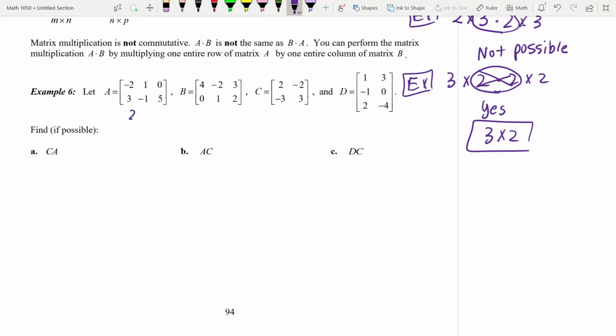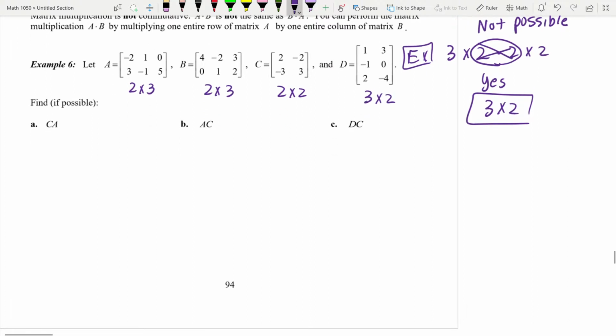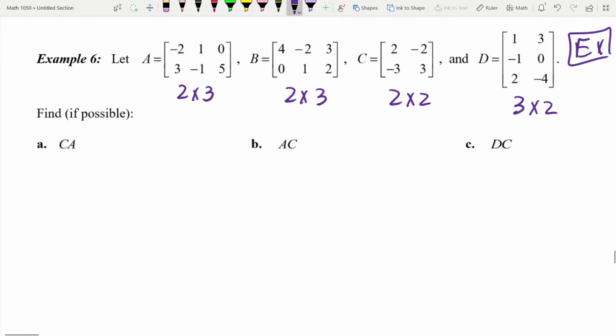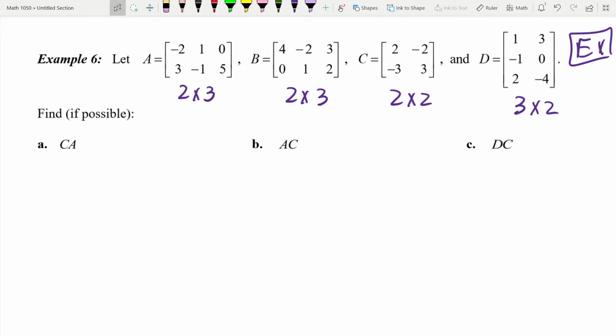Matrix A is a 2 by 3. Matrix B is also a 2 by 3. C is a 2 by 2. And D is a 3 by 2. When I ever have a multiplication problem, you guys, I always check if it's possible at the beginning. If I don't check and it's not possible, I'm going to get confused. So I take 30 seconds and I check. So matrix C is a 2 by 2. Matrix A is a 2 by 3. Those match, and so it's going to work.